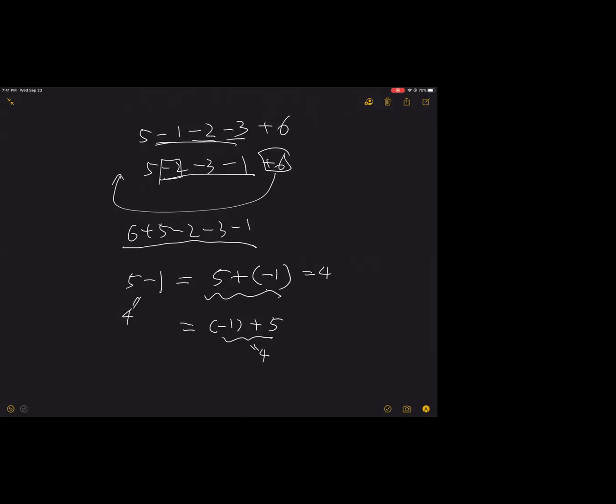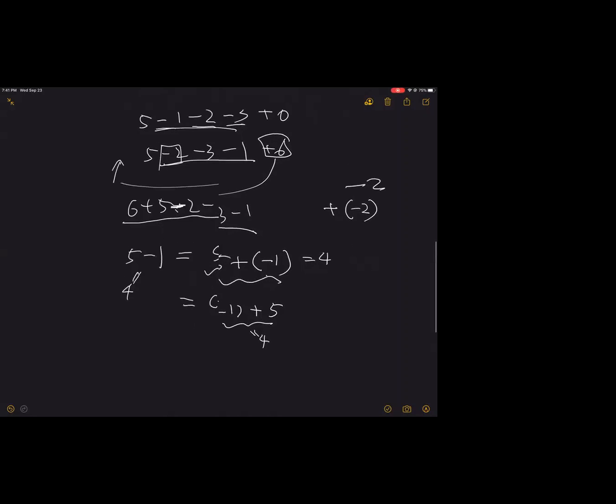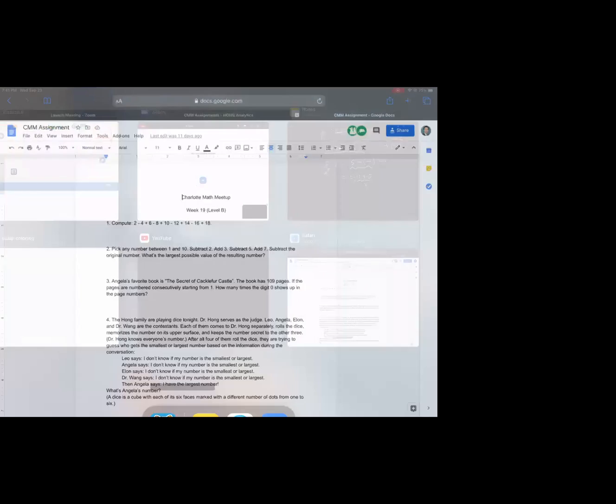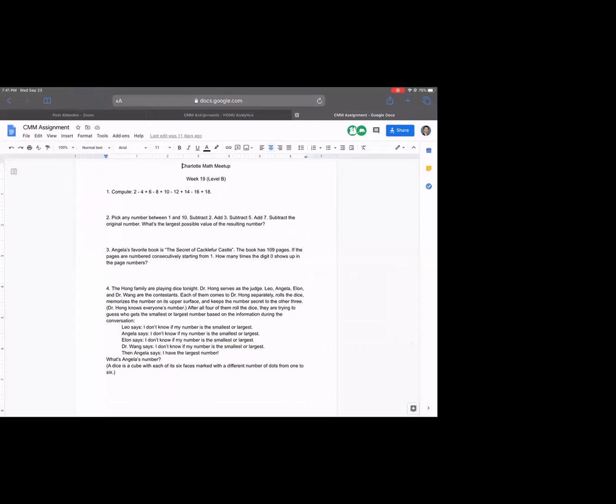So in the future, whenever you see a subtraction problem, instead of subtract 2, you can make it plus -2, and then you can apply the commutative property. All right. Any question about this problem? If no, we'll talk about the second one. Was it Eric who wanted to do the second one?